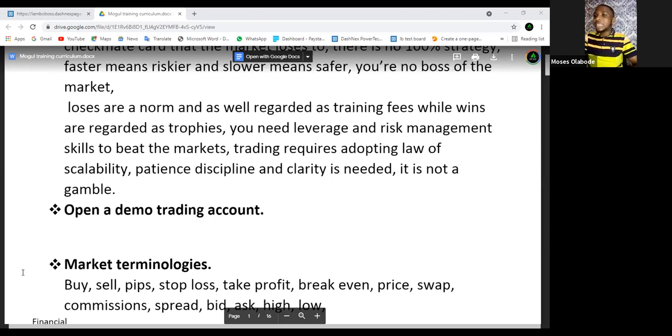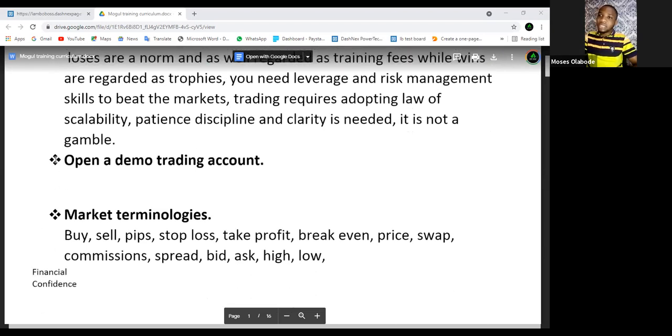And remember that trading is not a gamble. All right? Trading is not a gamble. So don't gamble the markets. 1% per trade, period. I would teach you how to calculate all of that, okay? This is just the preparatory area, right?